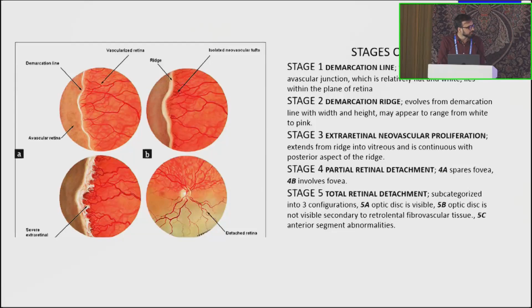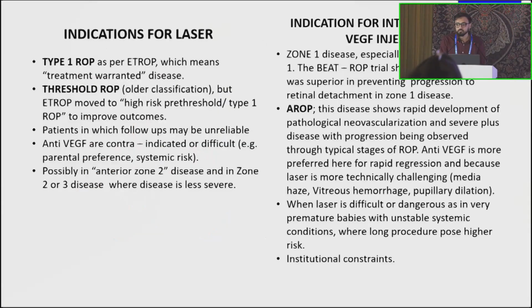Stage 1 is demarcation line, stage 2 is demarcation ridge, stage 3 is extraretinal neovascular proliferation, stage 4 is partial RD, stage 5 is total RD. Indications for laser are type 1 ROP, threshold ROP, and patients whose follow-up is not reliable, and where anti-VEGF is contraindicated. Indications for intravitreal injection are type 1 ROP in zone 1 and AROP.